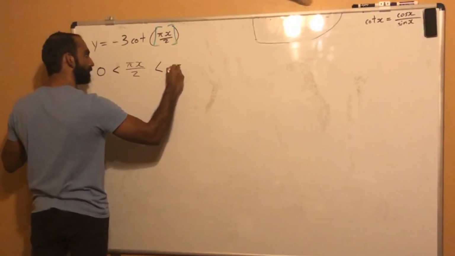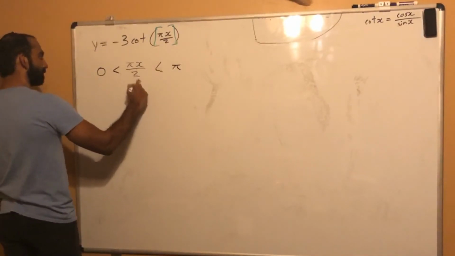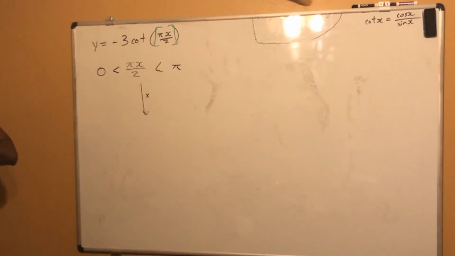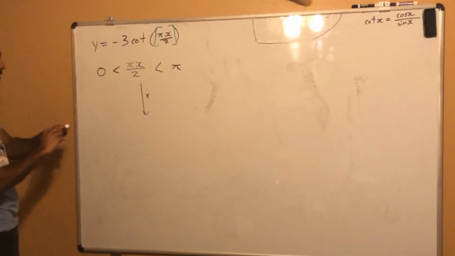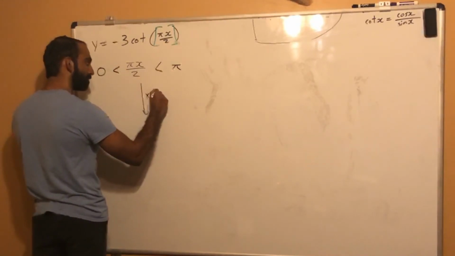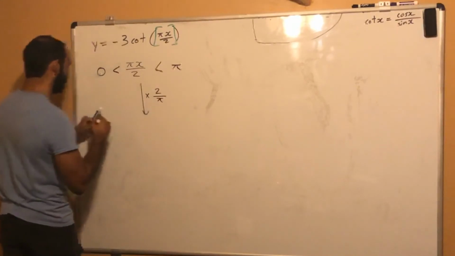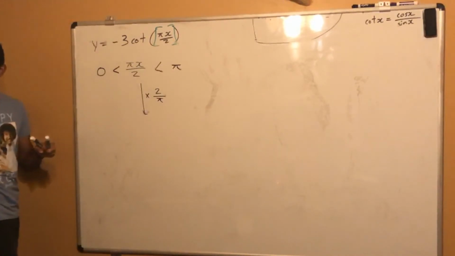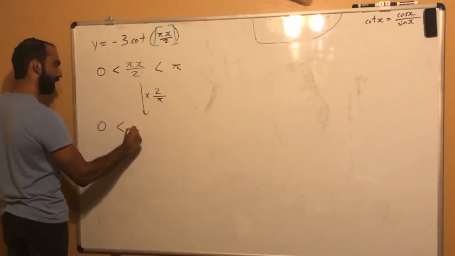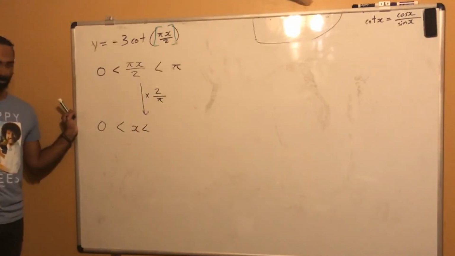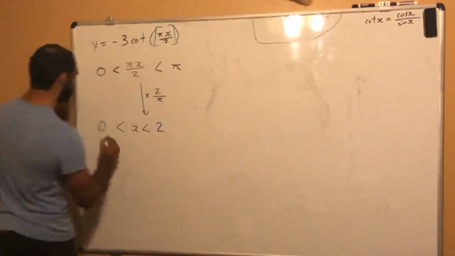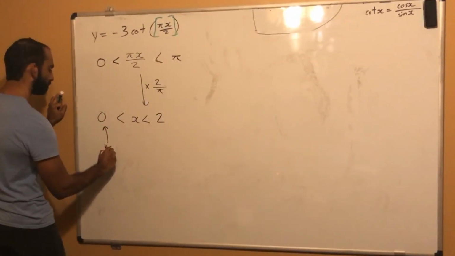Now, to isolate x, what did I have to do to all 3 parts of this? Multiply both sides by 2, and then divide by pi. Yes. Multiply by 2 and divide by pi, or more simply, multiply by 2 over pi. So what is 0 times 2 over pi? Still 0. The thing in the middle just becomes x. And finally, pi times 2 over pi is plain old 2. So we got our vertical asymptotes, or 2 of them anyway.